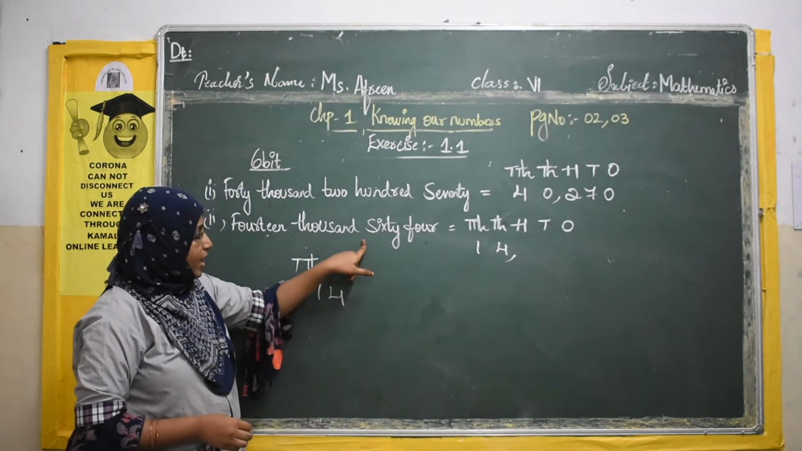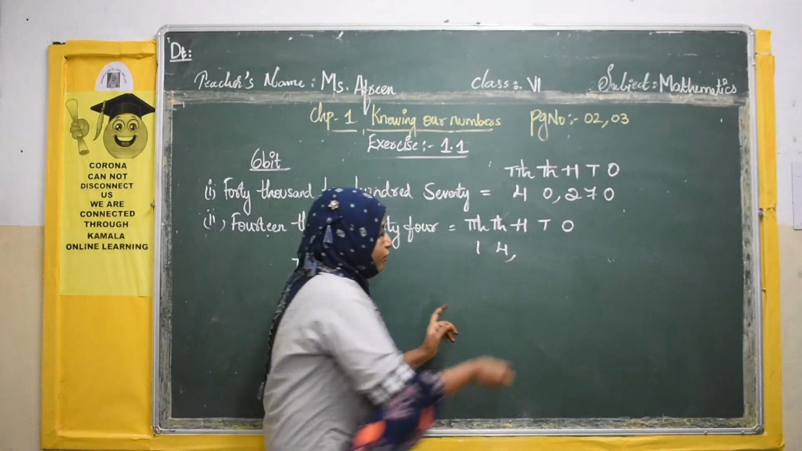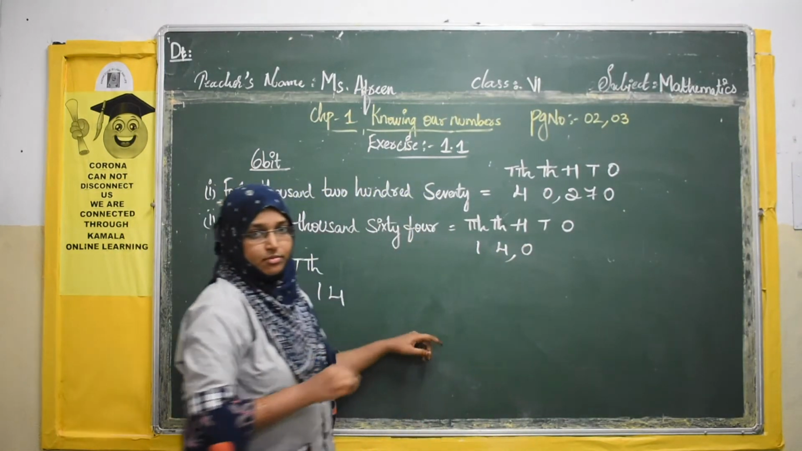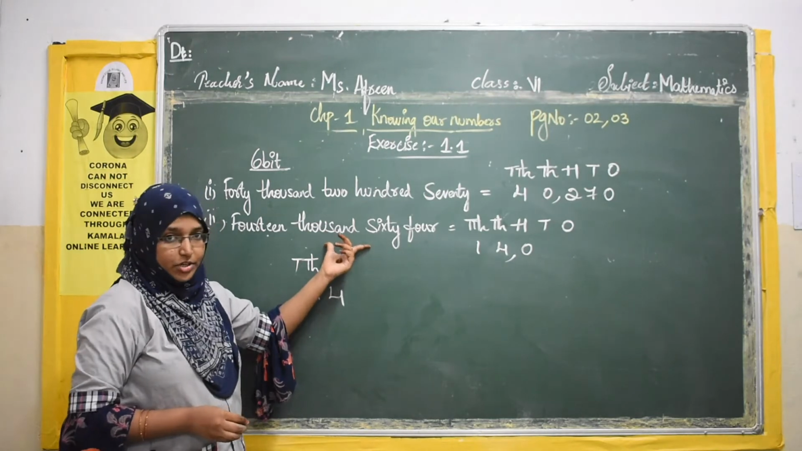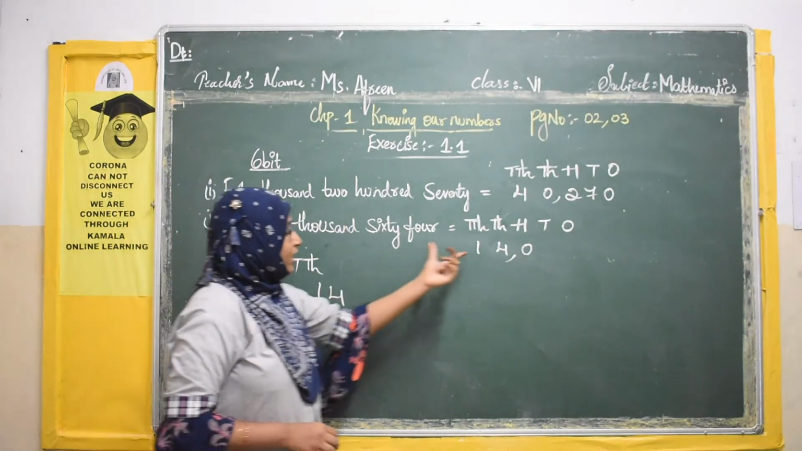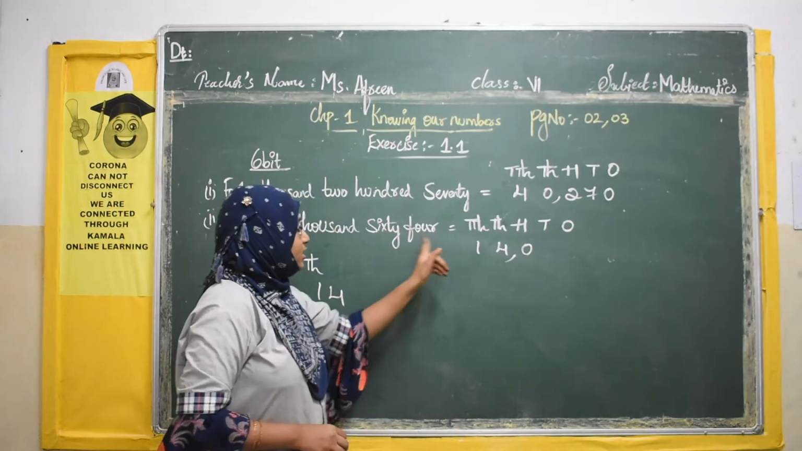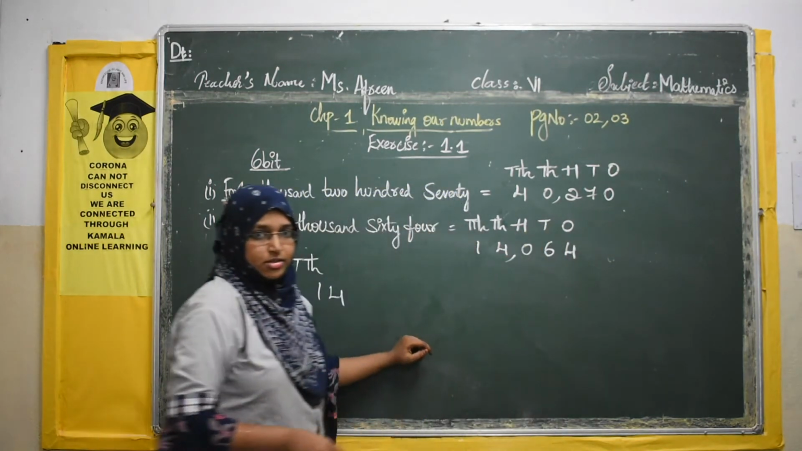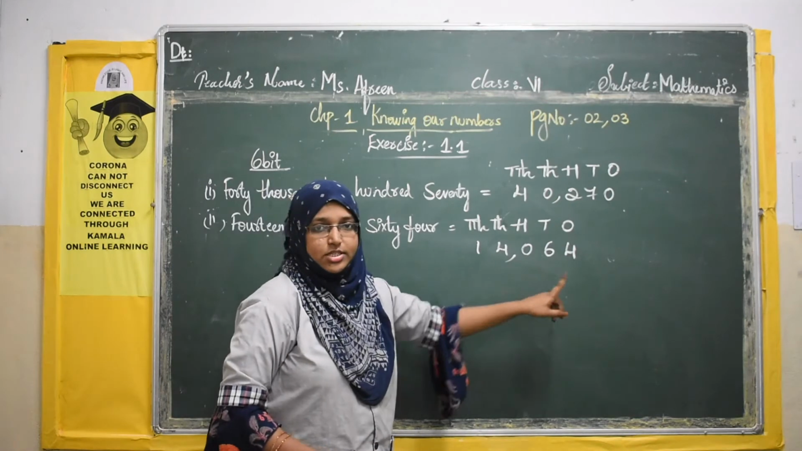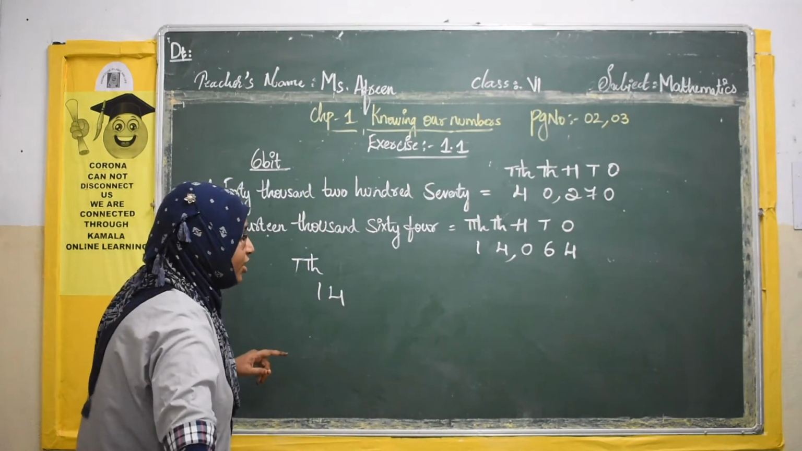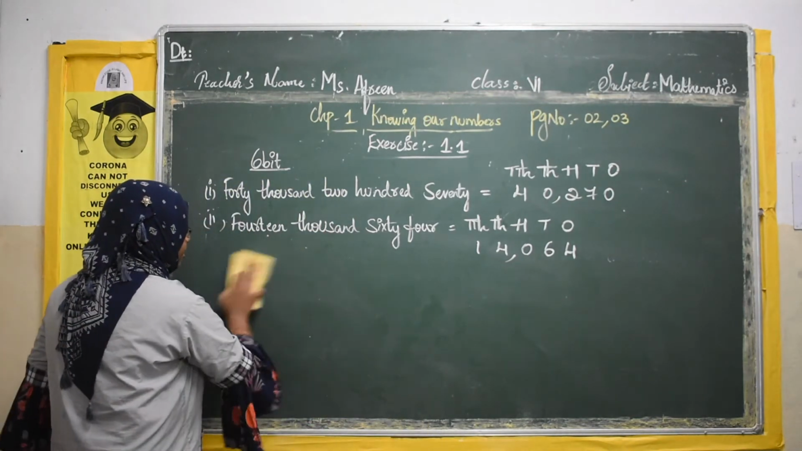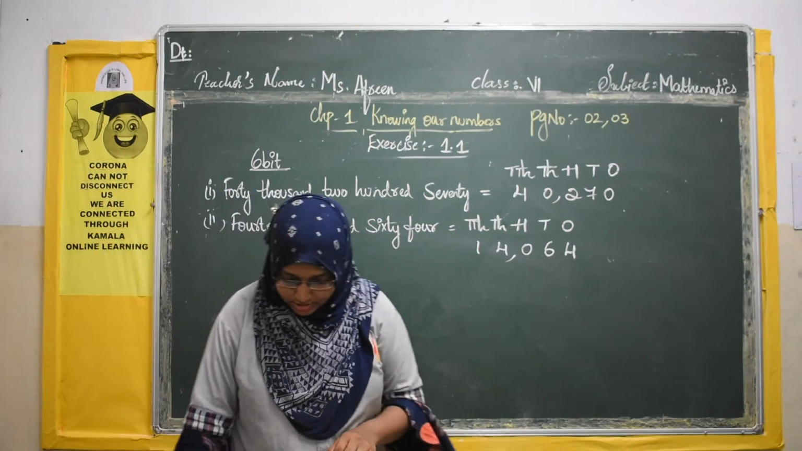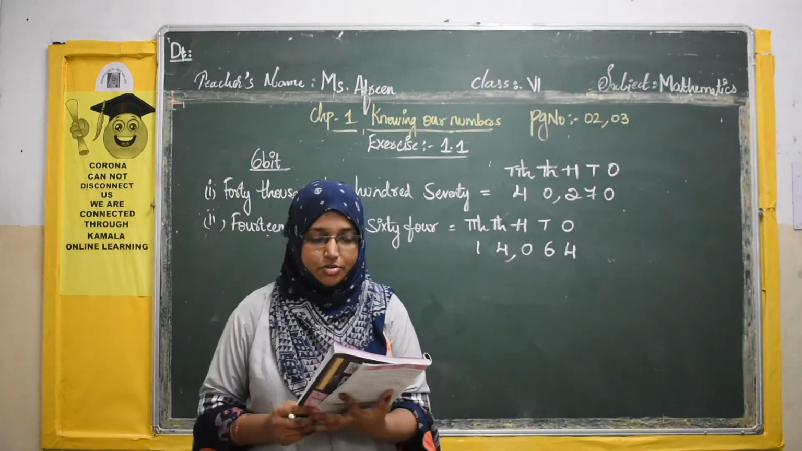14,064. There is no value in the hundreds place. No value means we will consider it as 0. He has not given any number here in the words, so we will consider hundreds as 0. 64: 60 will go in tens place and 4 in ones place. So 14,064. First step is to write the places and then we will write in numbers. Yes, the remaining two I think you can easily try.